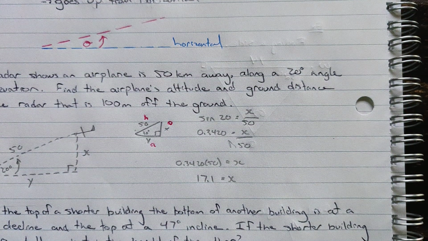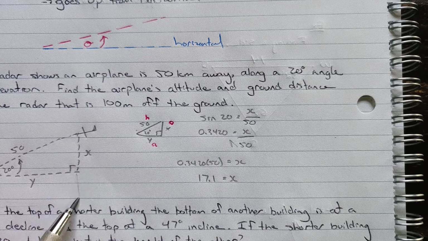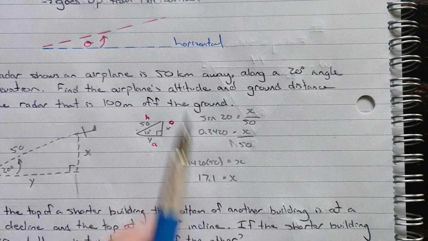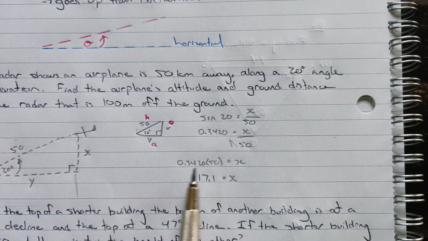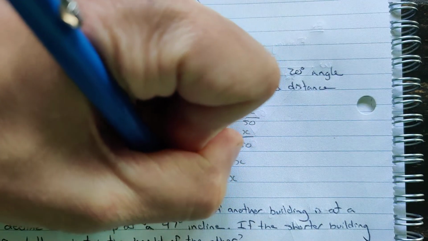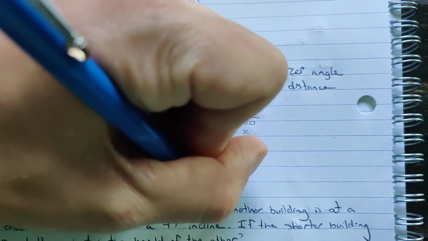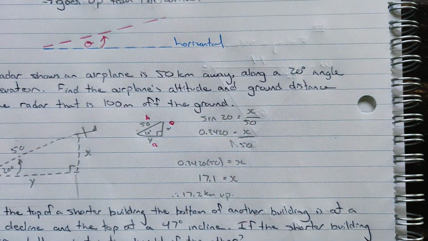And to note, the radar was 100 meters off the ground, so the plane has an extra 100 meters here as well. That's in kilometers, because we're using kilometers here. That was 50 kilometers. So that extra height is going to be 17.2. So it's 17.2 kilometers upwards in the air.